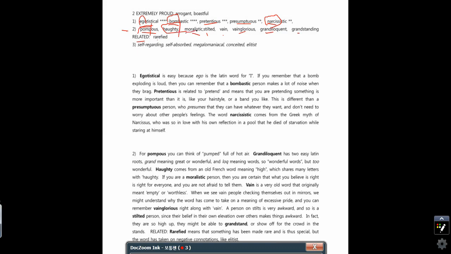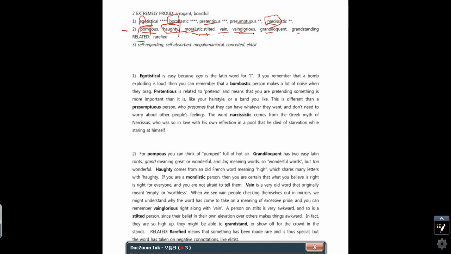Moralistic can be tricky because it looks positive, because someone who has morals is good, but someone who is moralistic is telling other people what is right and wrong, so that's an extreme amount of pride. Someone who is stilted is very stiff, as though their legs are made of wood, walking awkwardly. And you can remember, because walking on stilts, you would be walking very high. So someone stilted is above everybody else.